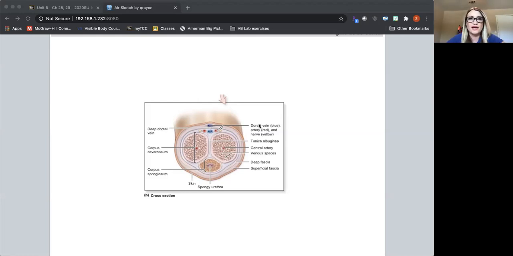However, females do not have a refractory period as part of their resolution phase. Females are capable of multiple orgasms in a row, so they do not require a refractory period like males. And that is the sexual response for both males and females.